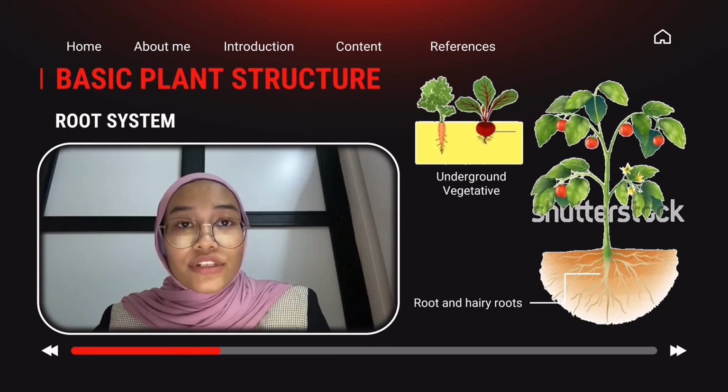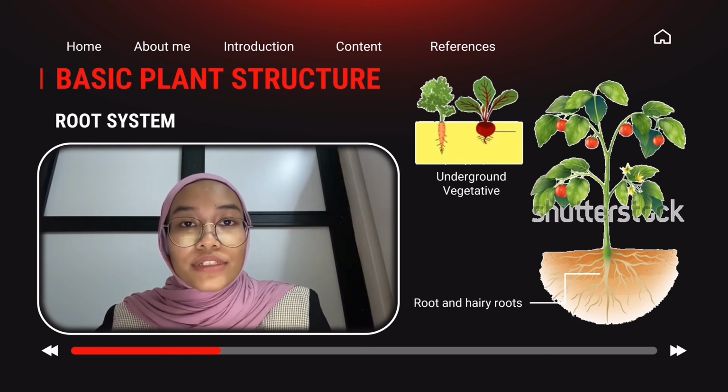The modifications of root to become vegetative and tuber roots are caused by asexual reproduction, where the root becomes swollen and fleshy for food storage.